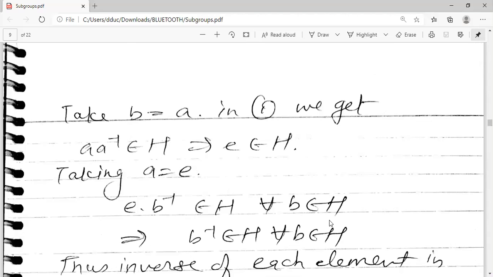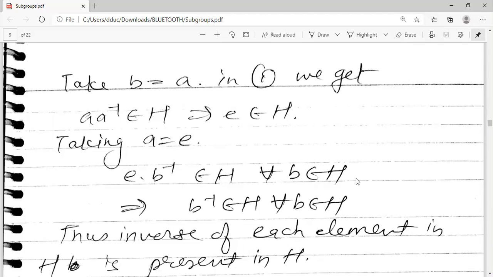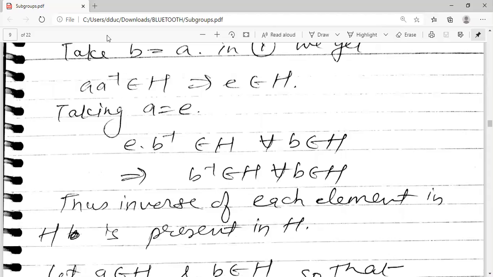So if I take B equal to A in that, then that will be A times A inverse belongs to H. And what is A times A inverse? A times A inverse is identity. So identity belongs to H. That means the identity element is there. Now I will show that the inverse of every element is present in H.